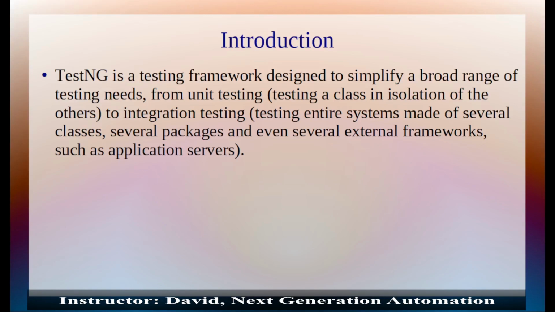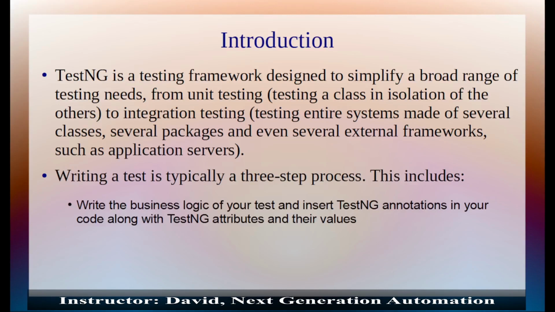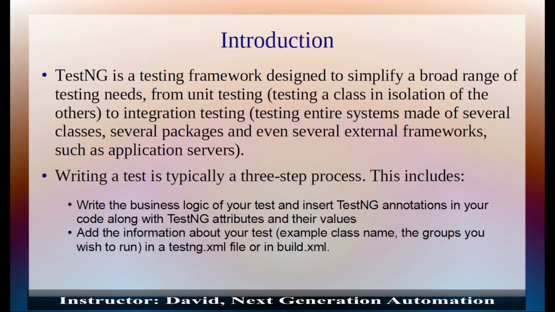Writing a test is typically a three-step process. Step 1, write the business logic of your test, and insert TestNG annotations in your code along with TestNG attributes and their values. Step 2, add the information about your test, example class name, the groups you wish to run, in a testng.xml file, or in build.xml. Step 3, run TestNG from Maven or CI/CD DevOps pipeline.